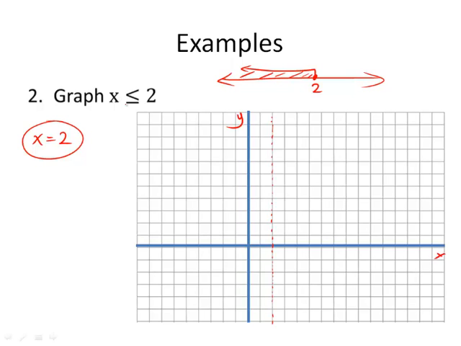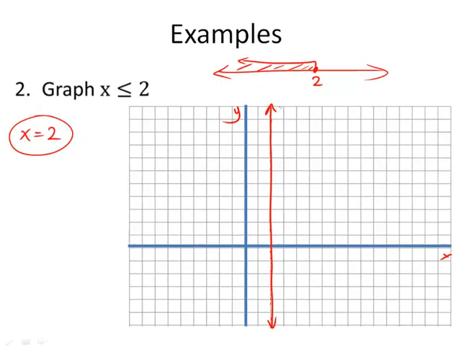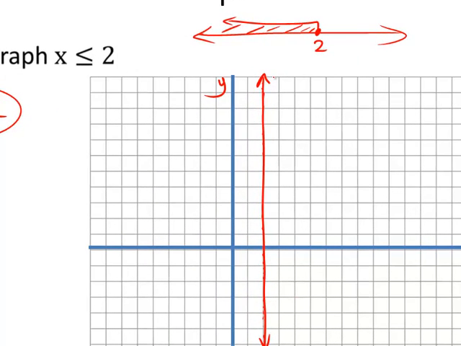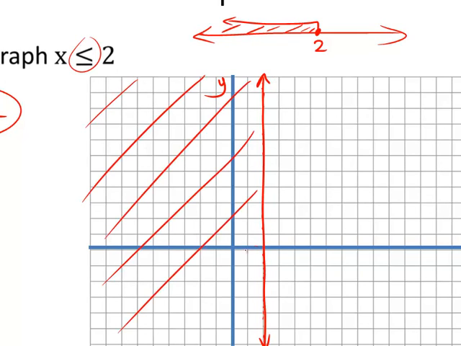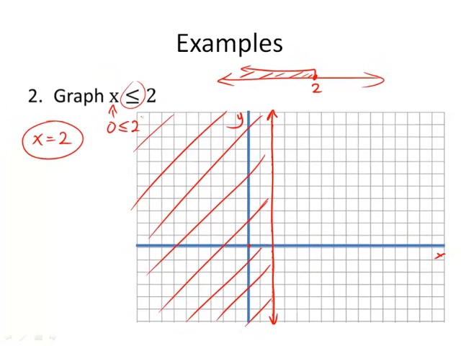Now it's including, so we want to include this border line, and we want to decide which side of this borderline we want to shade. Because it's less than, you can see that everything to the left is going to be satisfying less than 2 for the x values. You could test a point 0, 0, plug it in. Is 0 less than or equal to 2? Yes, it is. So therefore, this side works.